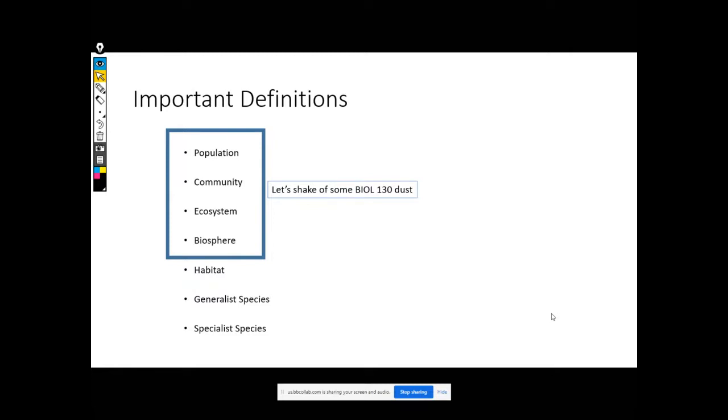Okay, so for community, we were looking at having multiple species of this in the same place, right? So if we were looking at our example we've been running with, this might be our humans plus our gray squirrels, right? There's two different species all in one place here on campus.